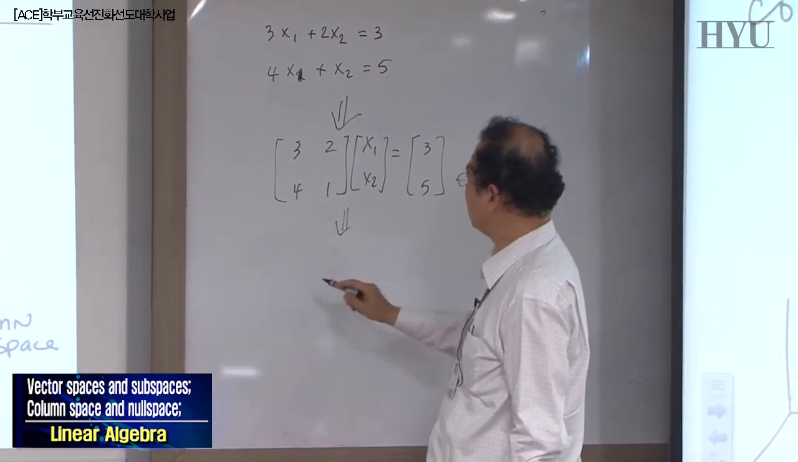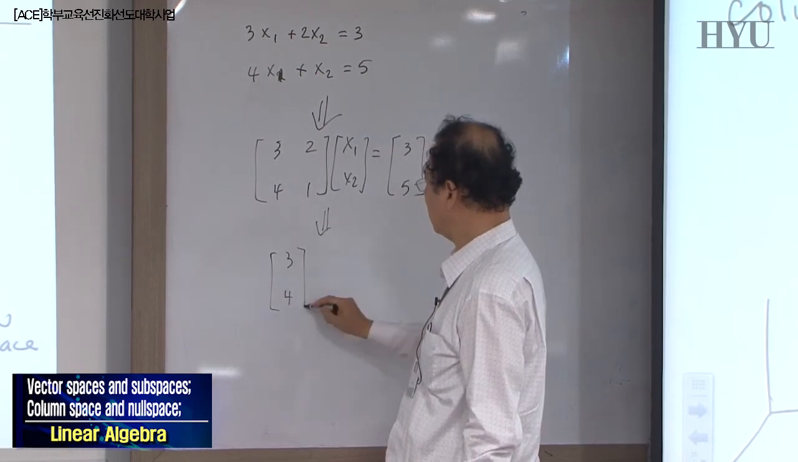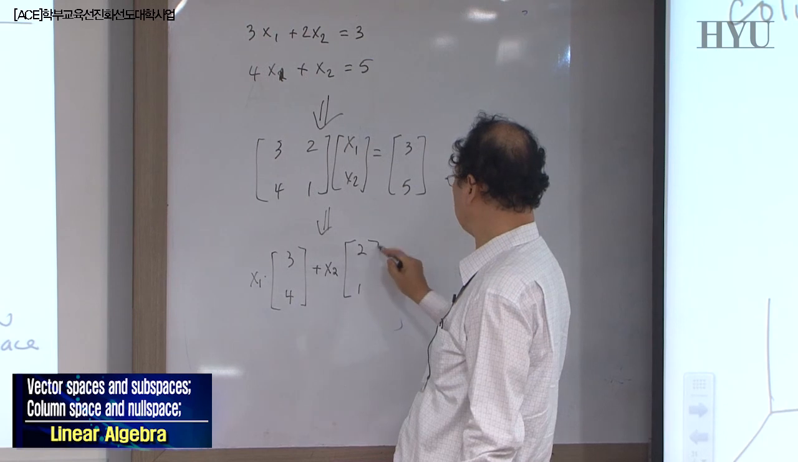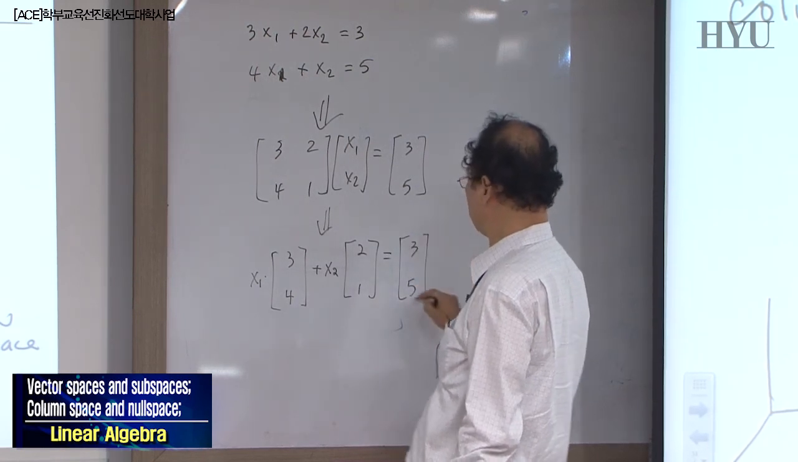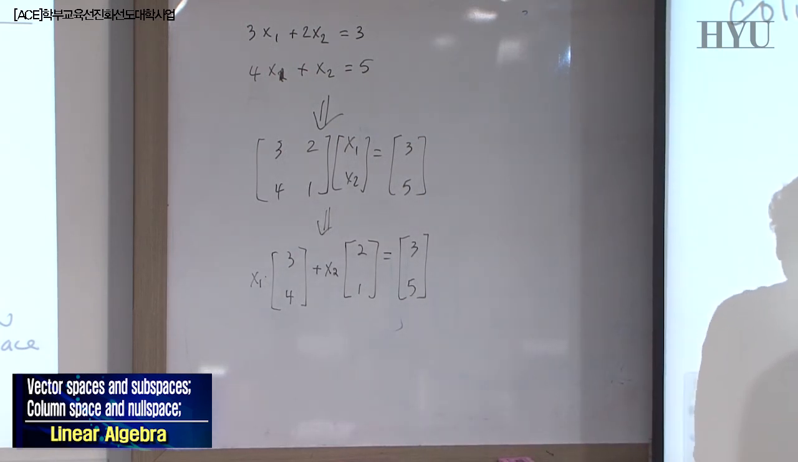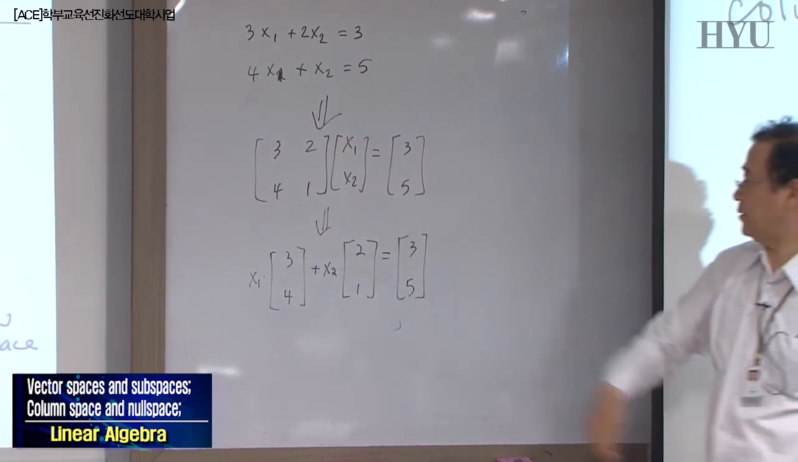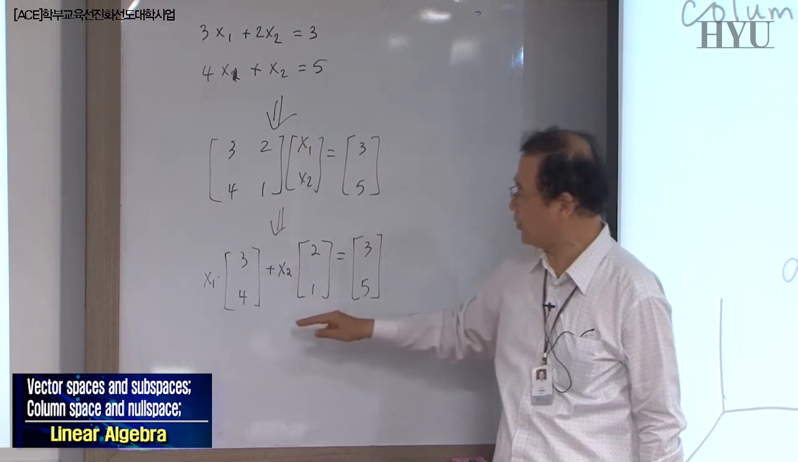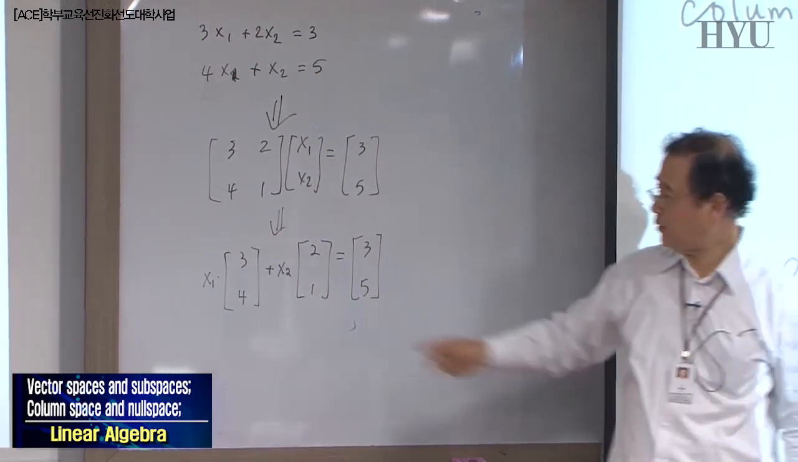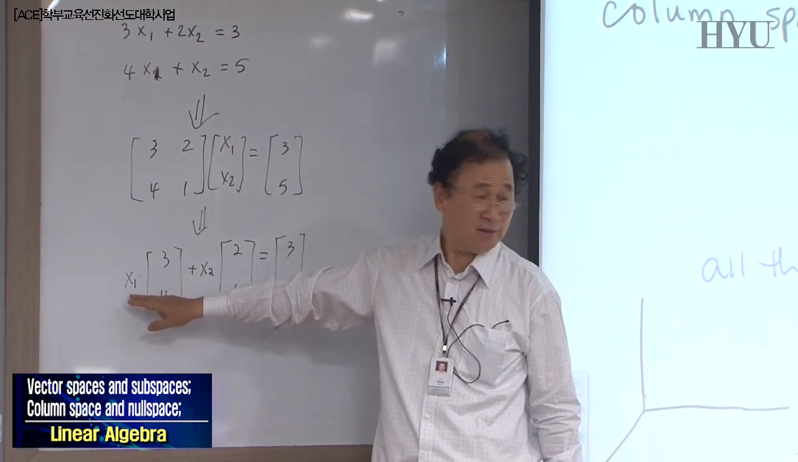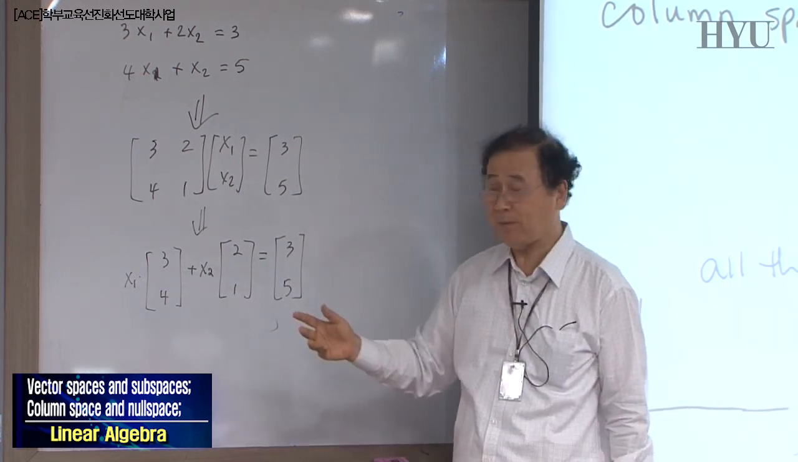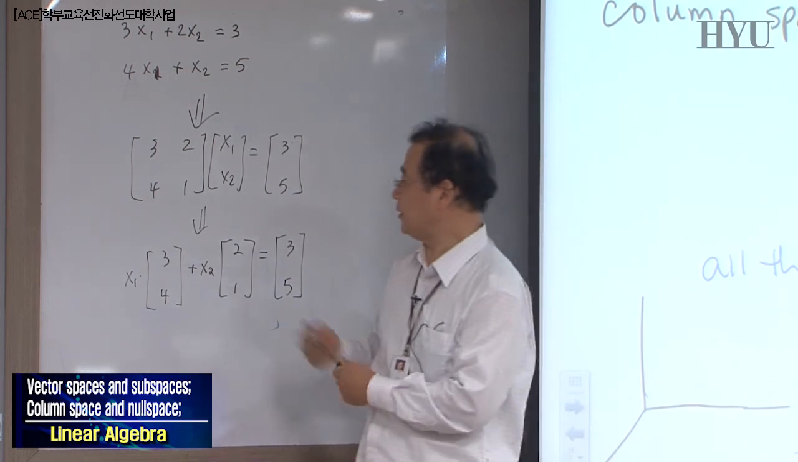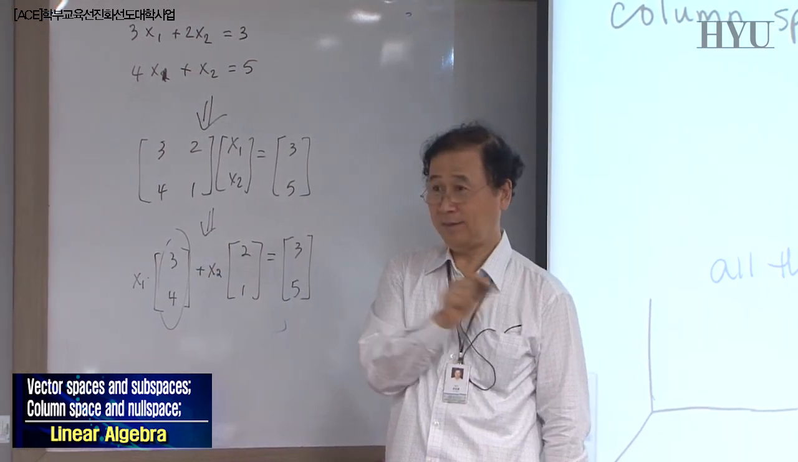Can I rewrite them in a way, say, 3 and 4 times x1, plus the second column times x2? Can you write it this way? Before, we were using a matrix; here we are using vectors. This is a linear combination of two vectors: the first vector scaled by x1, the second vector scaled by x2, and when you add them, this becomes 3, 5. This is another view on the same subject, which we call the column vector view. Now can you understand it?